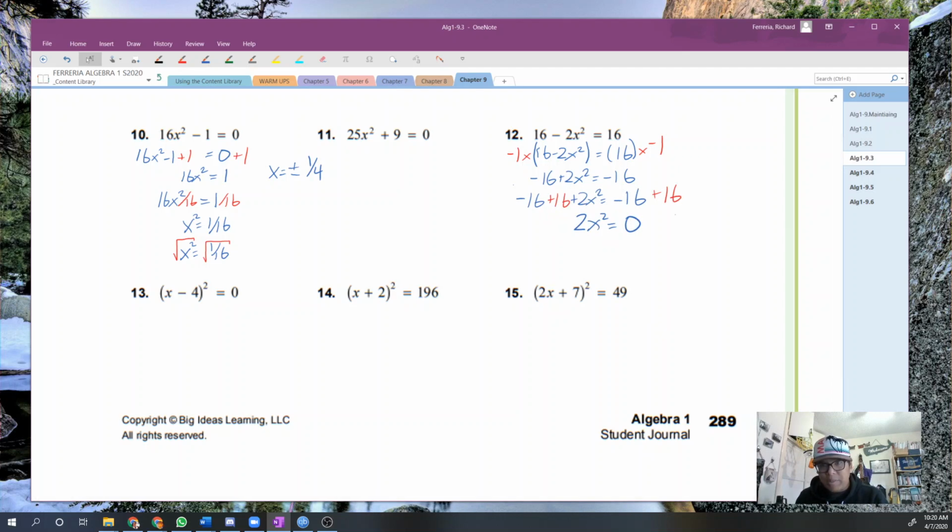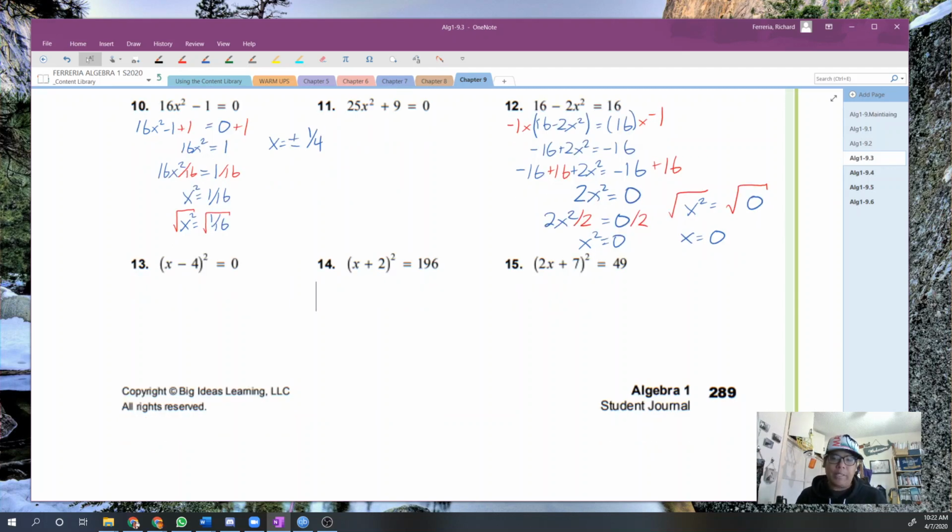How nice. You can divide by 2, and you'll get x squared equals 0, and then square root 0. You know what the square root of 0 is. It's just 0. So the answer to 12 is just 0.